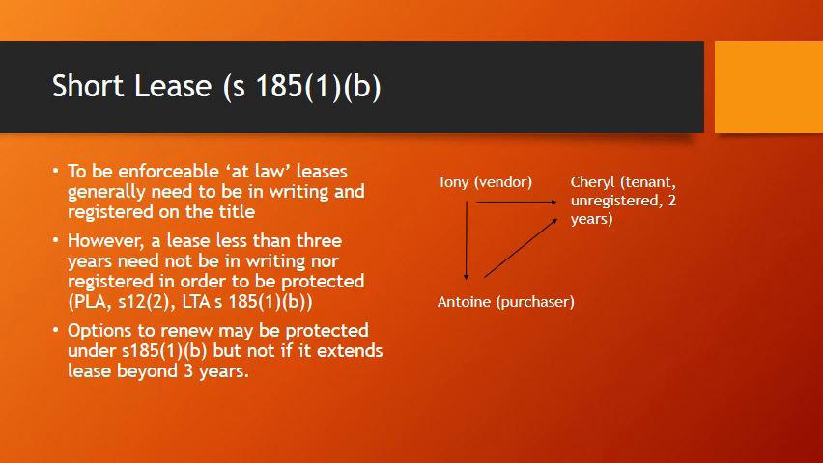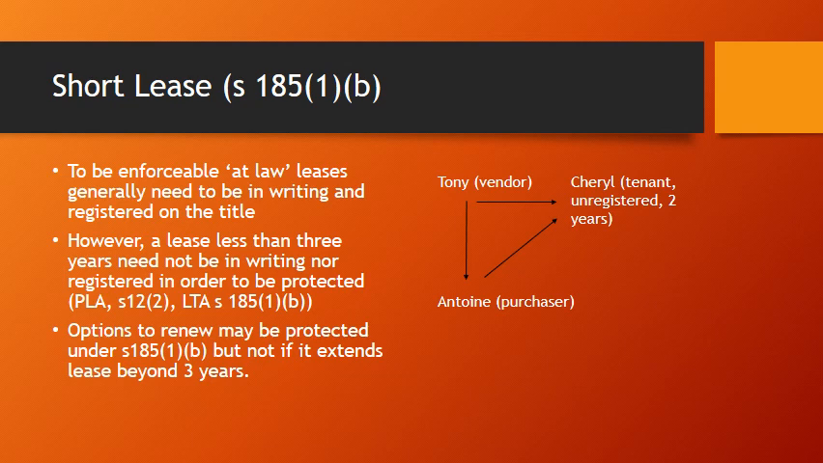I encourage you to look at the part that talks about options to renew and whether they're protected. Generally they will be, but not if it extends the original term of the lease beyond 3 years. So if it's a lease for 2 years and an option to renew for 5 years, then the option is not going to be protected. Right, so that's short lease.